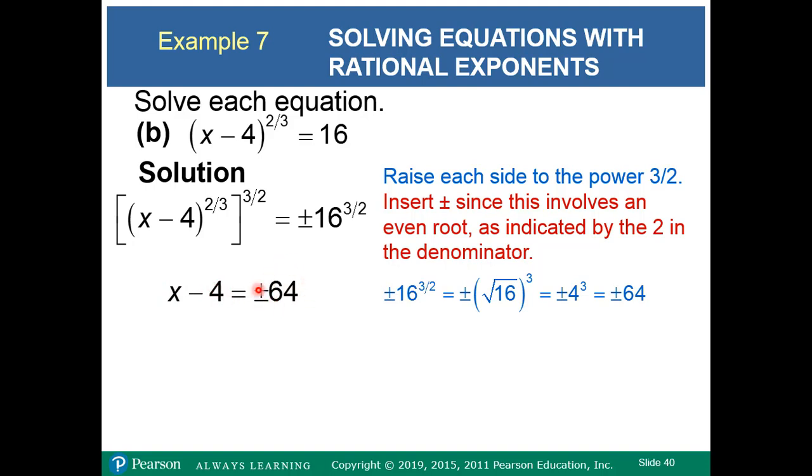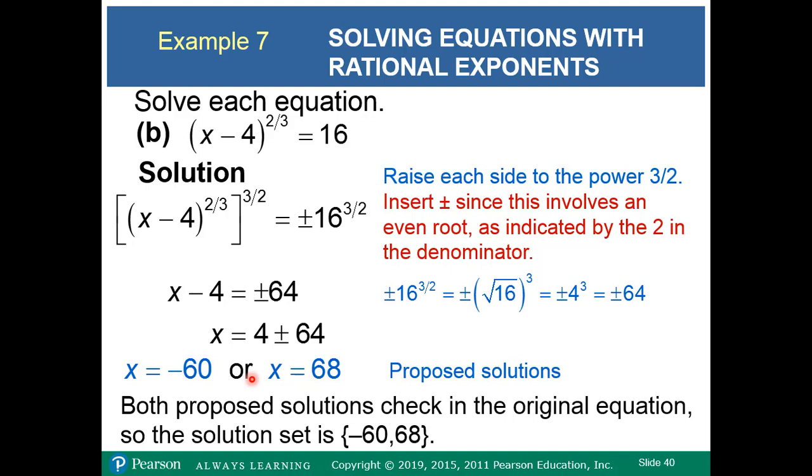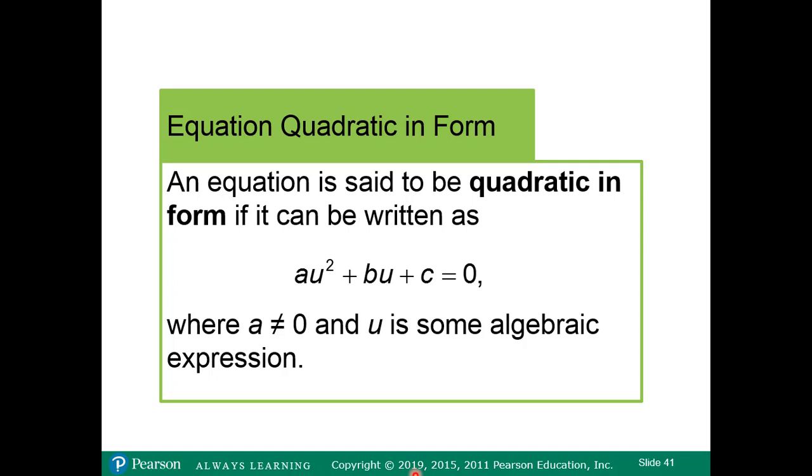So we add 4 to both sides. And so we're going to get what? We're going to get 68 or negative 60. Now, both solutions are good because here we're taking an odd root. So we're good. It doesn't matter. So we're not going to have any problem with these. Okay? So the solution set is x equals negative 60, comma 68, or you can write it in set notation like so.